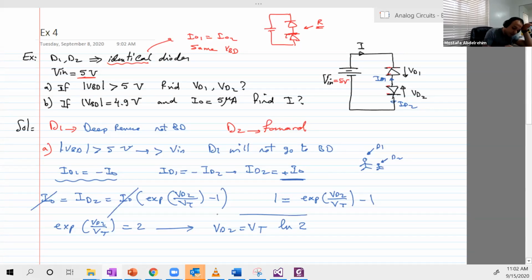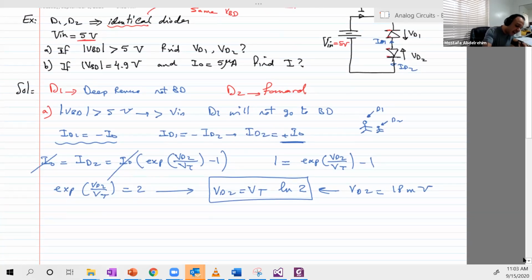Okay, so this is very easy to do. Okay, and based on that, VD2 will be equal to how much? 18 millivolts. Very small one, and I will say why it's very small. And it must be very small.